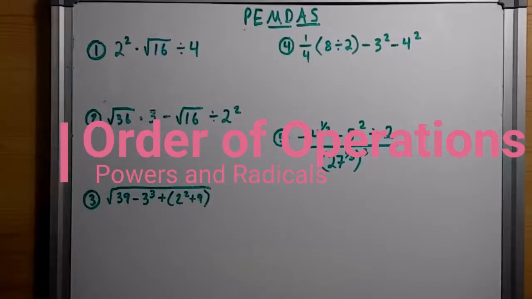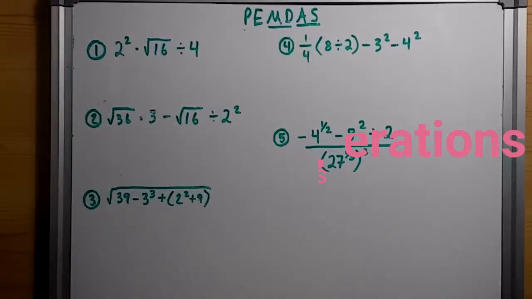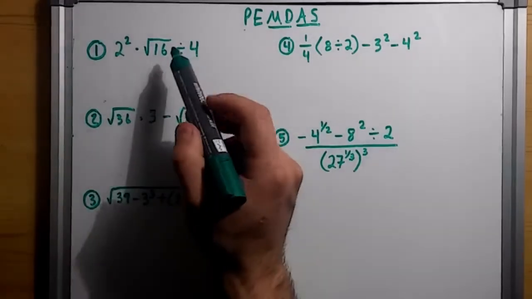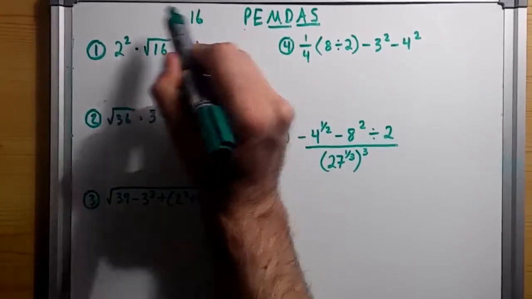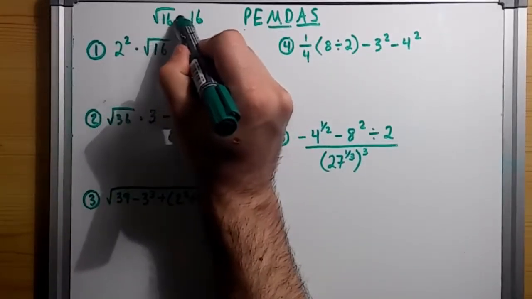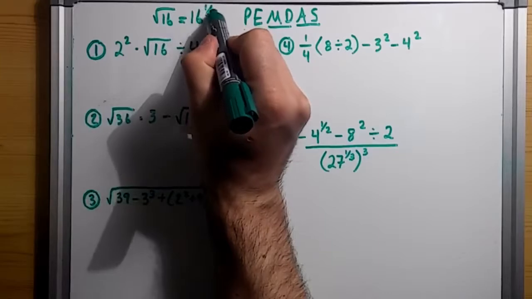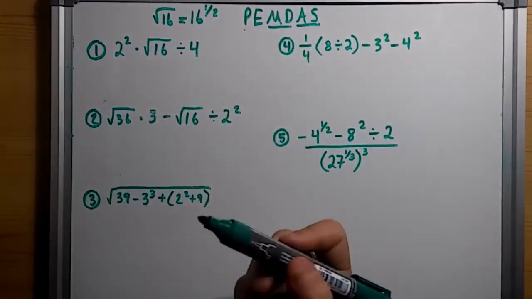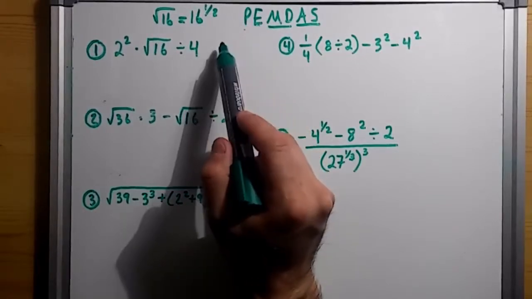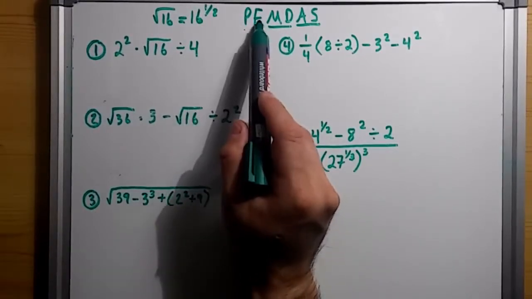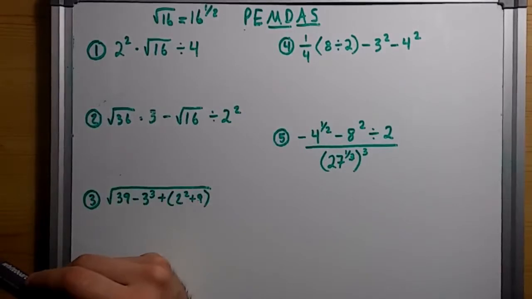This set of PEMDAS problems is at the intermediate level. We have exponents and radical expressions in these problems. The thing to know about radical expressions like the square root of 16 is that they can be rewritten as an exponent. So the square root of 16 is the same as 16 to the 1/2 power. So in terms of the order of operations, they're going to be where the exponent is in the acronym PEMDAS. They're going to come second in the order of operations.